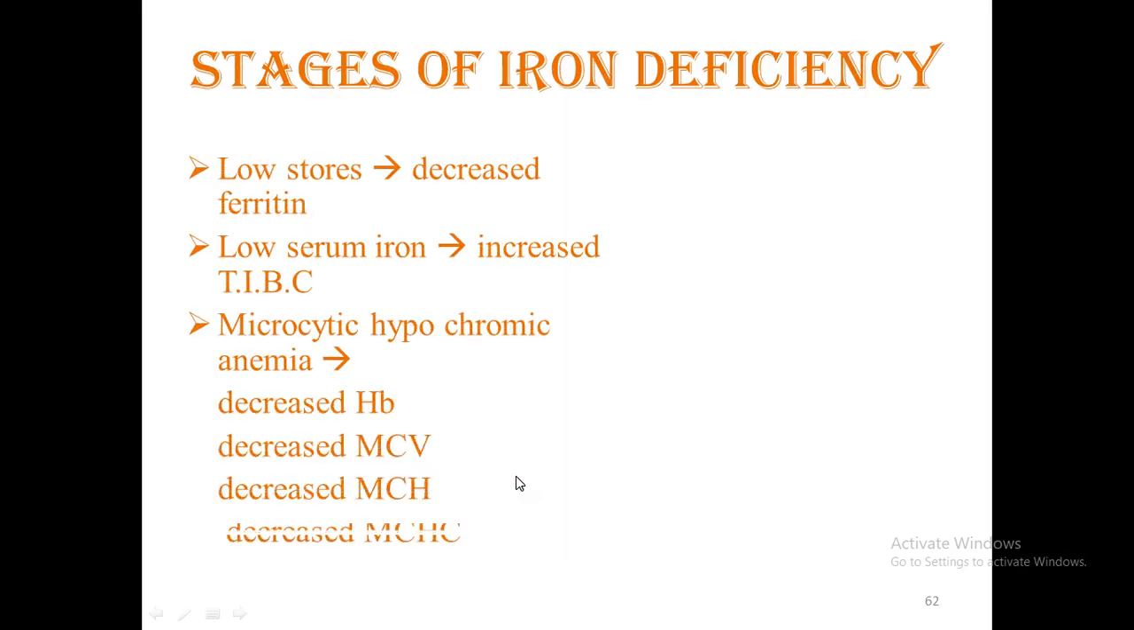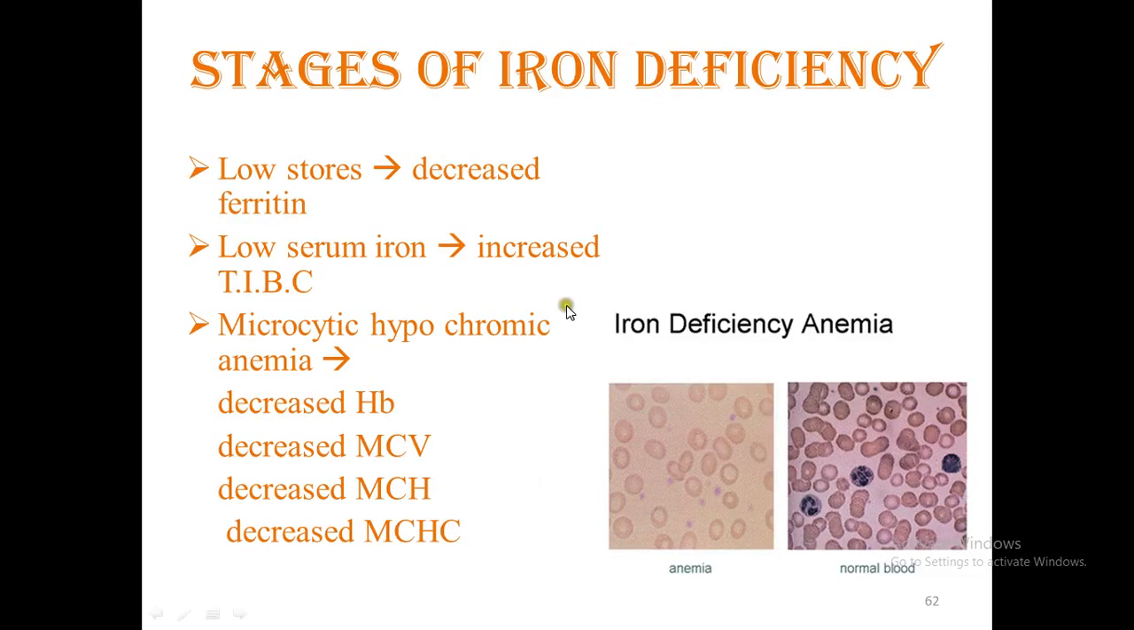What are the stages of iron deficiency? So the first stage is that the ferritin stores become low. Second stage, the TIBC is increased, total iron binding capacity. Third stage, we find microcytic hypochromic anemia, that is, hemoglobin level becomes lower than normal. Mean corpuscular volume becomes less than normal because of a lack of hemoglobin inside the RBC. Mean corpuscular hemoglobin becomes less than normal, a lack of hemoglobin inside the RBC. Mean corpuscular hemoglobin concentration becomes less than normal because of a lack of heme synthesis.